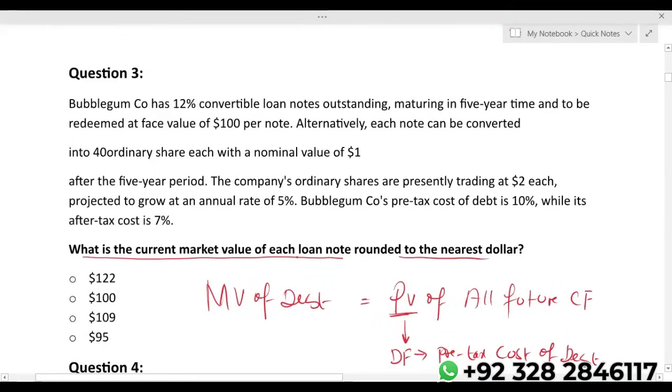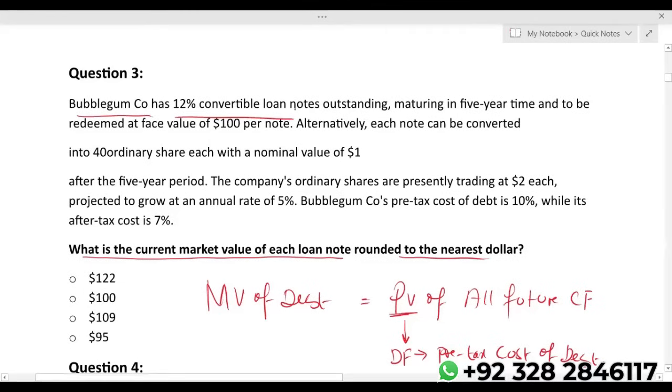What is the current market value of each loan note rounded to the nearest dollar? Let's see. Bubblegum company has 12% convertible loan notes. Now stop. In case of convertible loan notes, actually the lender, the investor, is having two options.